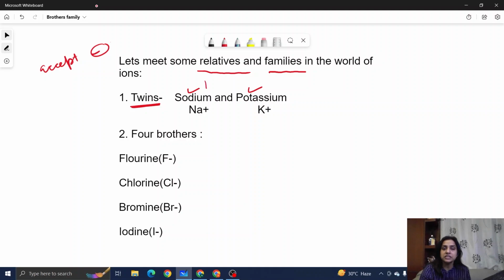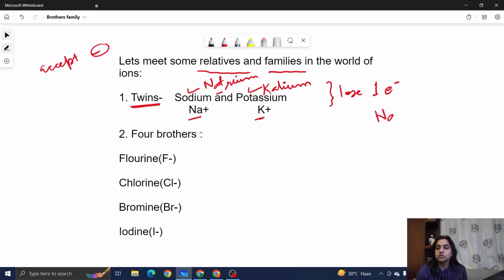Sodium, Latin name is natrium, and hence the symbol becomes Na. Potassium, Latin name is kalium, and hence the symbol becomes K. Now when both of these twins lose one electron, they get a positive charge of Na plus or K plus, right? They are the twins. Remember, potassium is slightly bigger than sodium. To be precise, potassium has one extra shell. That's all. Otherwise, both of them are similar in all chemical properties. They behave exactly in the same way.